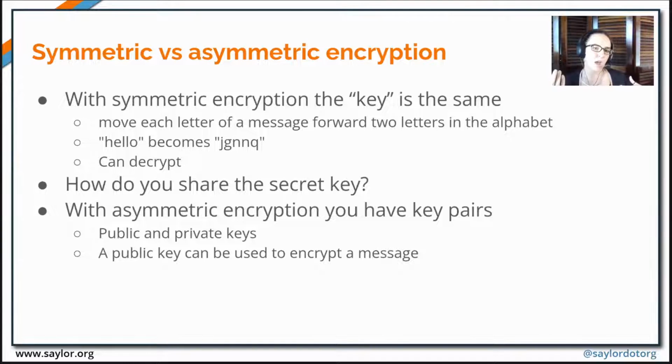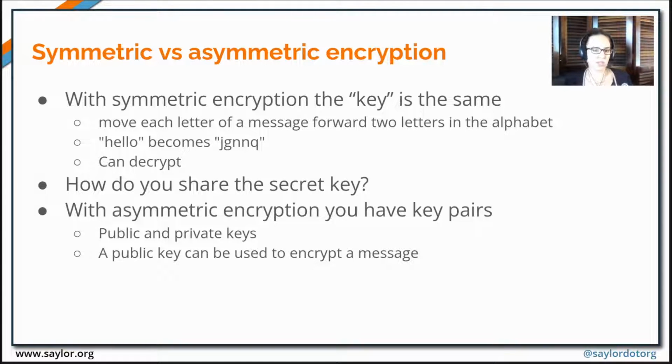Bob can then respond with, how's your day going, and encrypt it using Alice's public key and send that out in the clear, on the internet. Someone could look at it and be like, that's gibberish, I don't understand it. Once it reaches Alice, she can use her private key associated with that public key that Bob used to encrypt that message, and she can decrypt it.